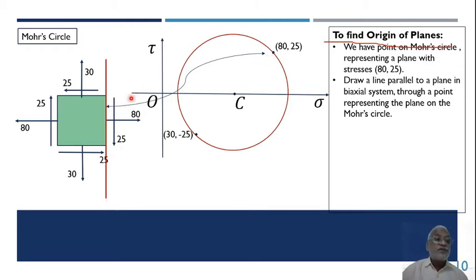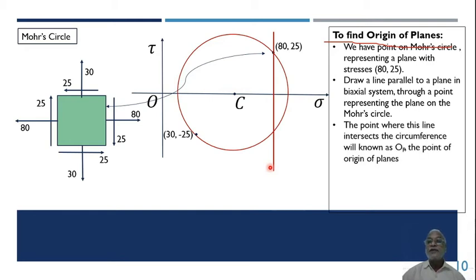Through a point which is representing this plane, this is the point. Through this I have to draw a line parallel to this red line. Okay, I'll draw it. There it is. I think it is easy, right? This plane is represented by a point there, so a line parallel to this I have to draw through that point.